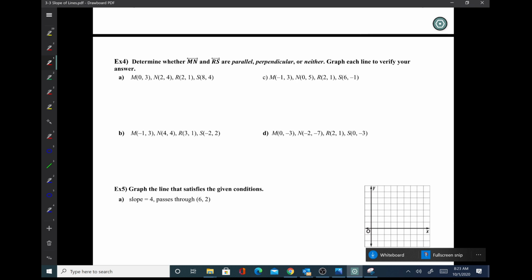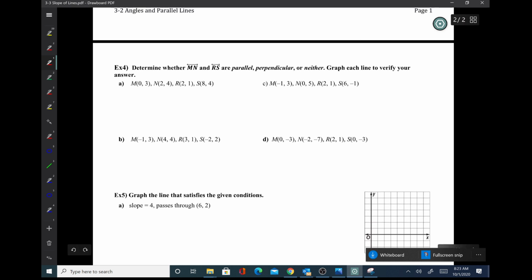Determine whether MN and RS are parallel, perpendicular, or neither. All right, graph to verify. I'm not going to graph, but if it does ask you to graph tonight, you're going to have to graph them. Maybe I'll do it on the first one. All right, so let's find the slope of MN, right? The slope of MN is going to be 4 minus 3 over 2 minus 0, so the slope is 1/2, right? So the slope of this line is 1/2.